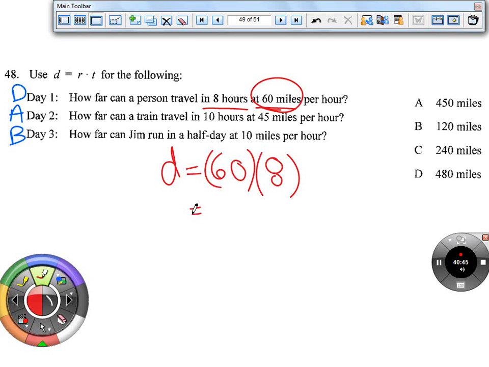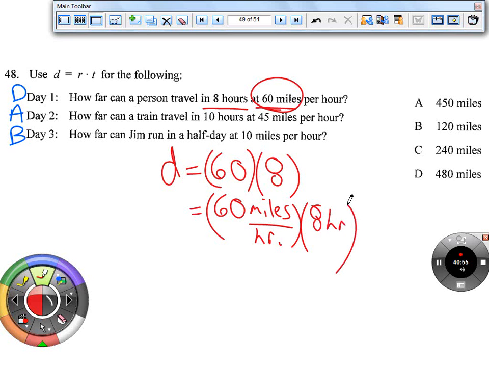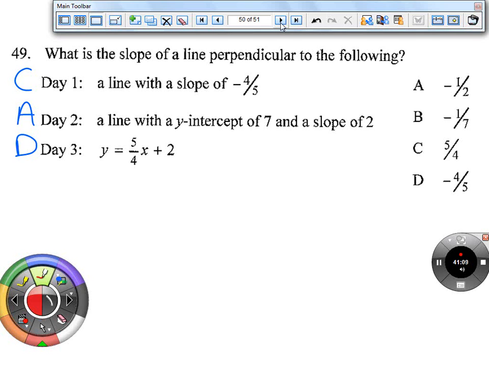If you like, I should probably put them in there. So 60 miles per hour, and then times 8 hours. And you can see it's pretty cool that the units cancel out, and so that's why we just have miles for the distance, so 480. D.